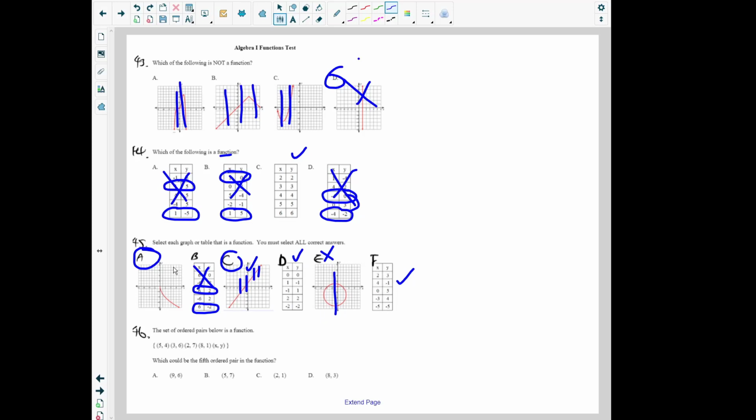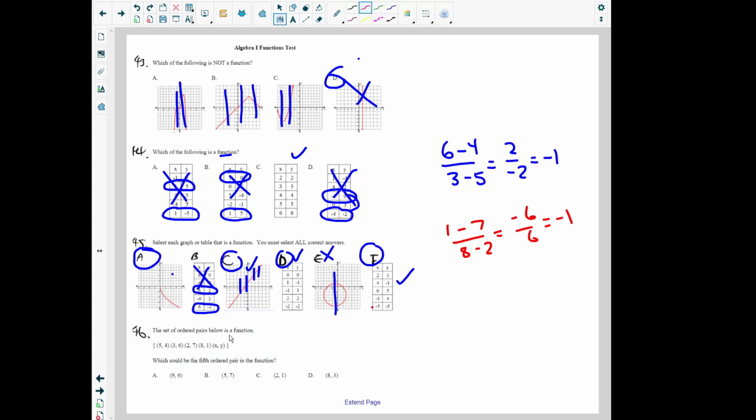Okay, so it looks like the answer is, I didn't circle, looks like A, C, D, and F. Sorry, F. Next: the set of ordered pairs is a function, which could be the fifth ordered pair in this function? All they're saying is which one of these will not break it from being a function.